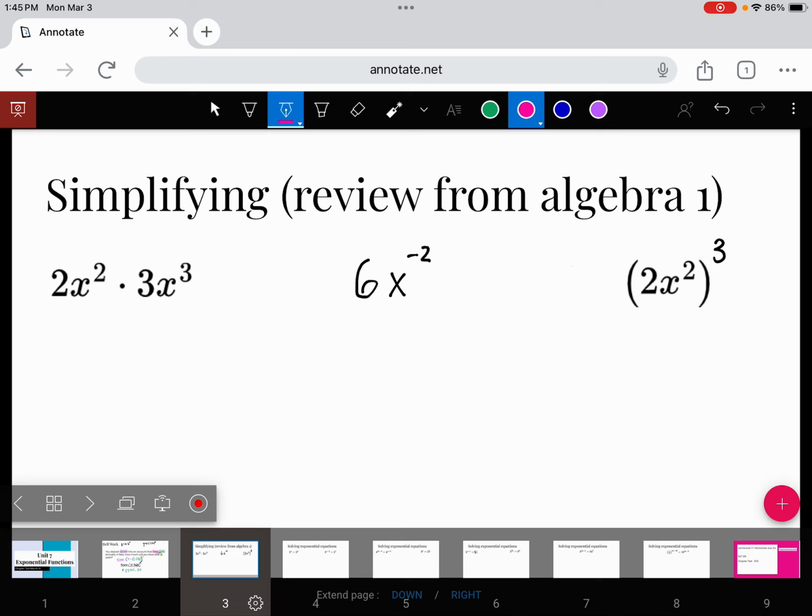All right, so this is algebra stuff that I just want us to think through because we're going to be using it in what we're working with today. So, things to remember: simplifying each of these things.